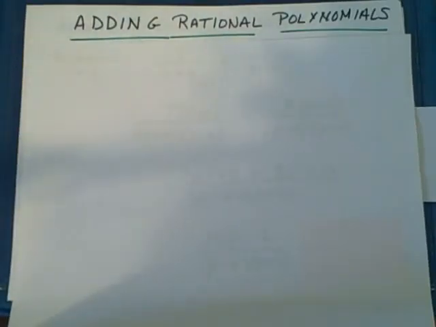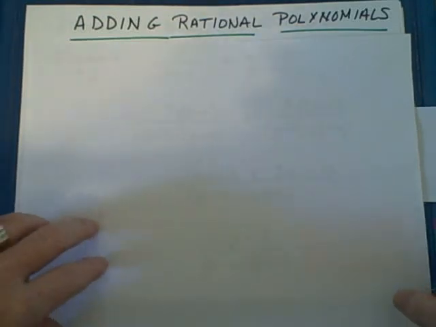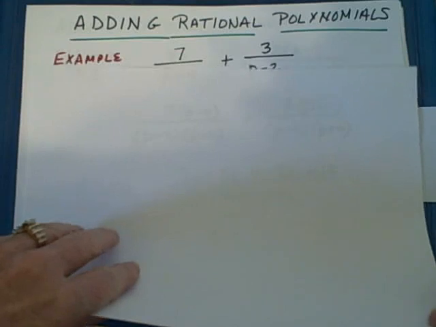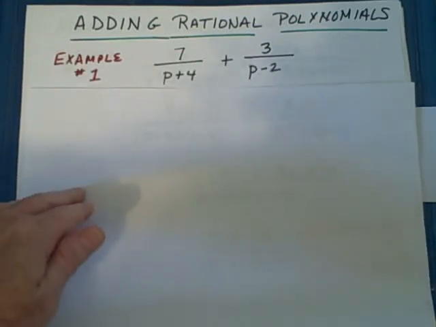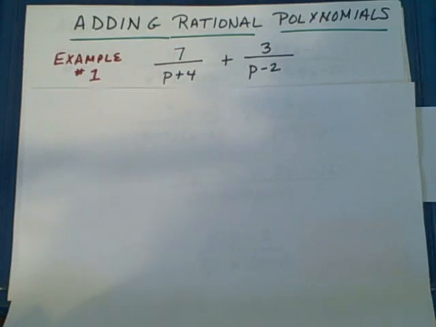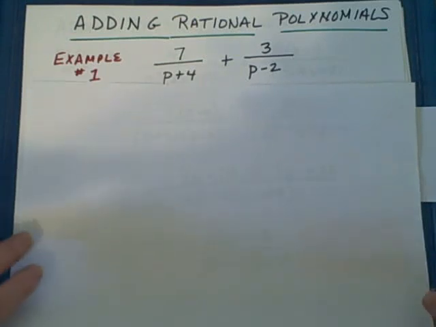Okay guys, today we're going to be adding and subtracting rational polynomial expressions. Now these are done basically the same, just like multiplying and dividing were. But we're going to start with adding. So the first thing we need to do is example 1, which is 7 over p plus 4 plus 3 over p minus 2. Notice that the denominators are not the same. If the denominators are not the same, we have to get a common denominator.